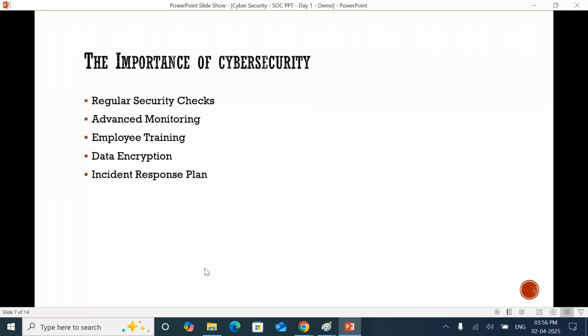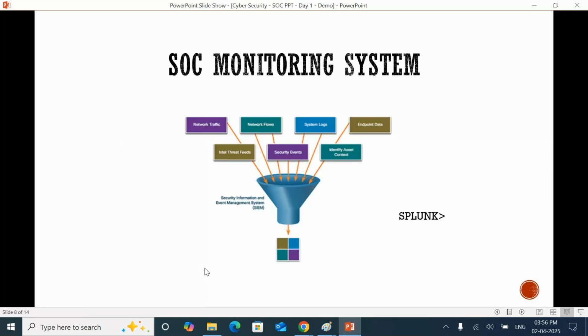Next, the importance of cybersecurity. Mainly regular security checks, and most importantly, advanced monitoring, employee training, data encryption, and incident response plan. So the SOC monitoring system will be involved with an advanced monitoring tool called a SIEM tool. Okay, SIEM solution. Why? Because it needs to monitor all the network traffic, network flows, system logs, endpoint detections, and other device logs. So the solution for the SOC analyst is the SIEM tool. On the SIEM tool, I am talking about Splunk.